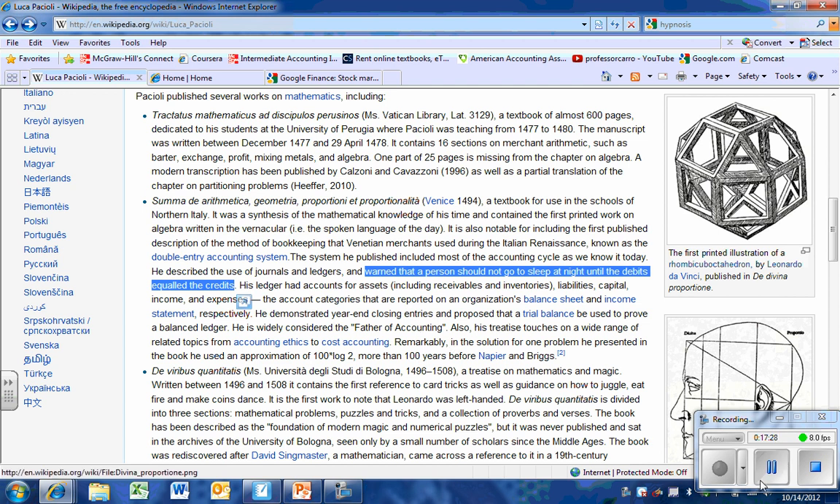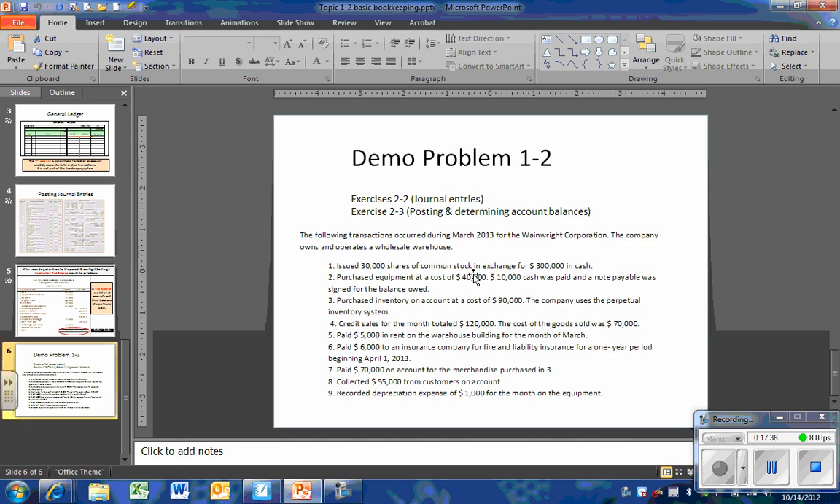So that's our little rundown of the basics of bookkeeping. We will be using a demonstration problem in class where we'll prepare journal entries and we will post these to the T accounts that will make up our general ledger, and we'll prepare a trial balance, and we will have completed the accounting cycle.